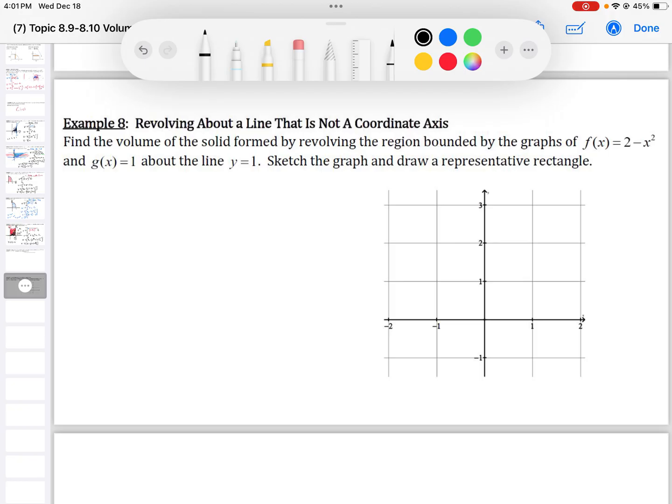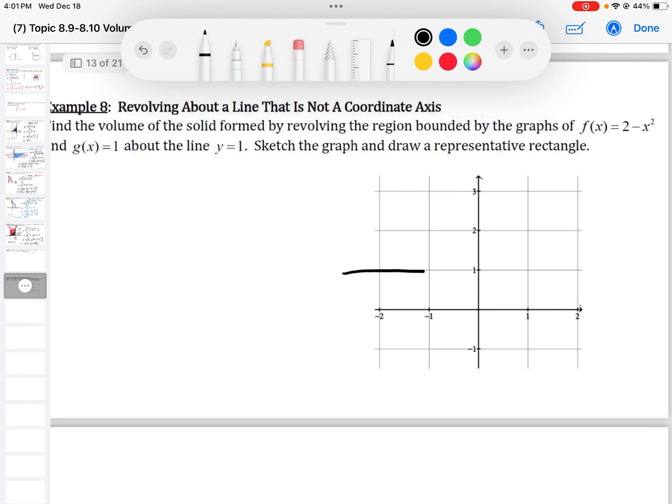So it says, find the volume of the solid by revolving the region bounded by the graphs of f of x equals 2 minus x squared and g of x equals 1, about the line y equals 1. Okay, so I'm back. Okay, so y equals 1 looks like this. That's going to be the axis we rotate around.